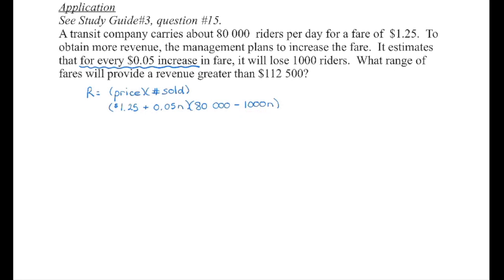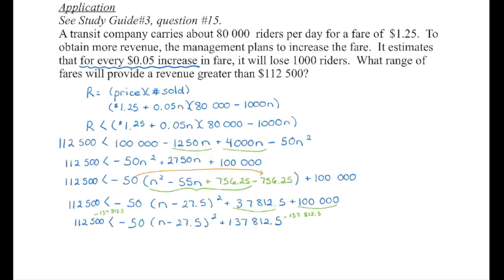We know we're going to have an inequality because we're looking for what is the range of fares that will bring in a revenue greater than $112,500. So when I multiply the price by the number sold, I want this amount that I bring in to be greater than that revenue. Set up the inequality, and then we're going to substitute in our revenue, and then we're going to algebraically work this out here. So I'm going to begin by foiling this out.